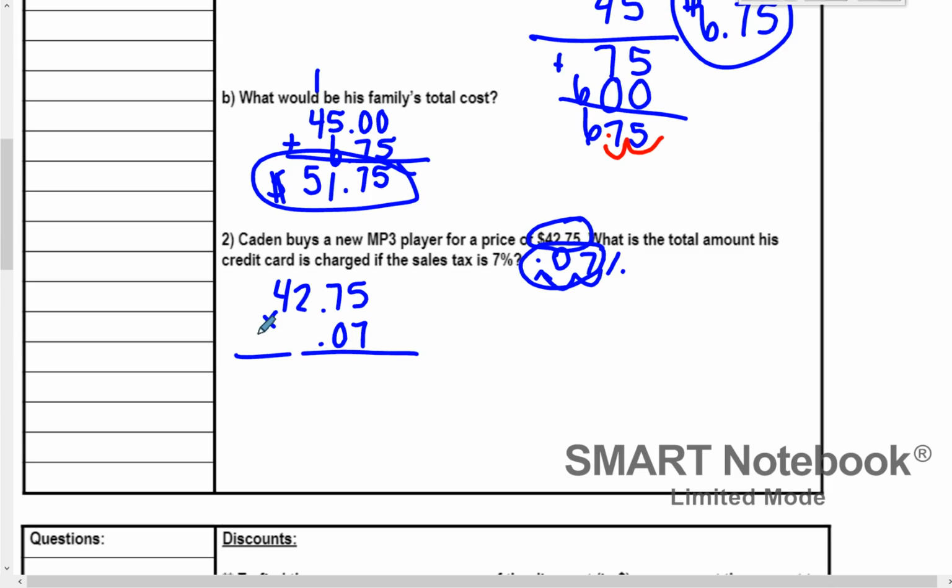All right, so we take 7 times 5 is 35. 7 times 7 is 49, plus 3 is 52. 7 times 2 is 14, plus 5 is 19. 7 times 4 is 28, plus 1 is 29. Move on over to the 0, so we add a 0 placeholder. 0 times 5, 0 times 7, 0 times 2, 0 times 4. Those are all going to be 0.